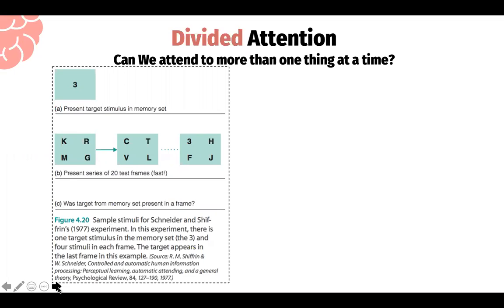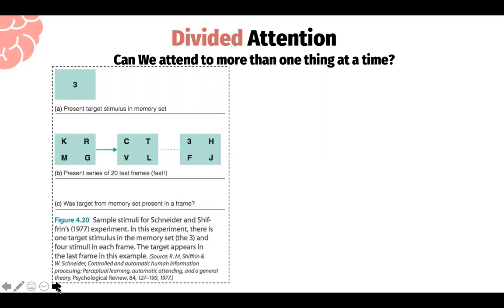So here I want to continue to explain the Shiffrin and Snyder experiment in 1977. The participants were required to carry out two tasks simultaneously. The first one is holding information about target stimuli in memory. And the second one, they should pay attention to a series of distractor stimuli to determine whether one of the target stimuli is present among these distractor stimuli.